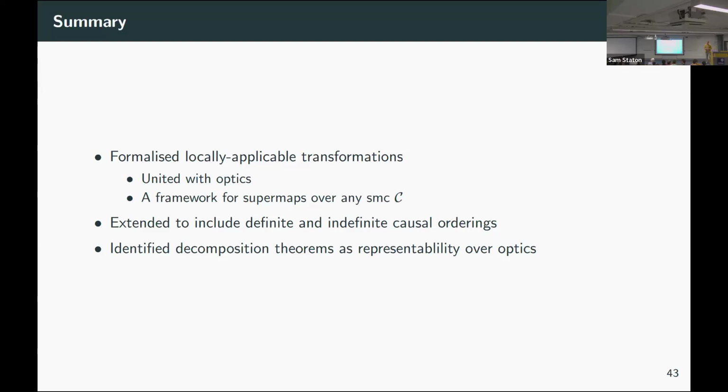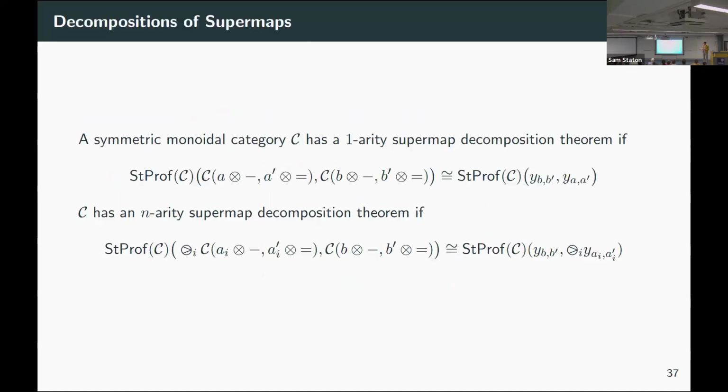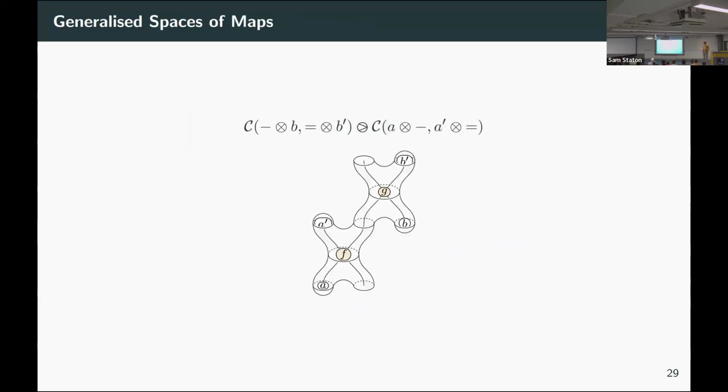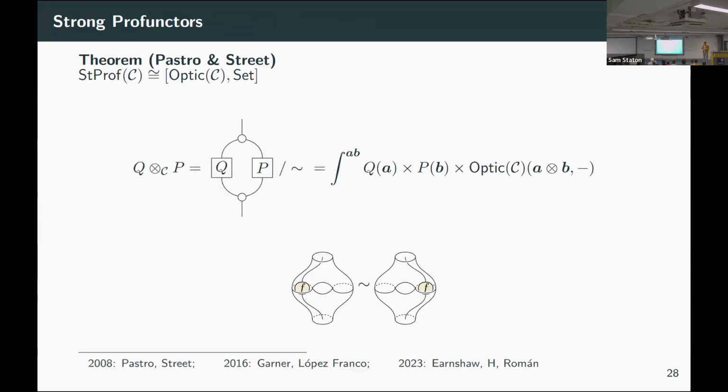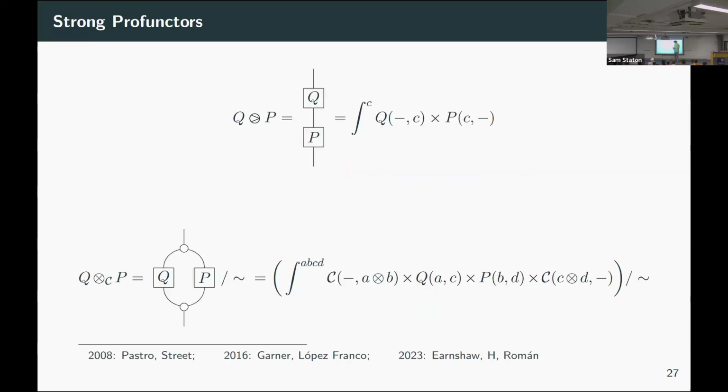What was the version? What was what? Sorry, so we got this Day convolution. Oh, sorry. Where do you mean? So this is a very dodgy picture.